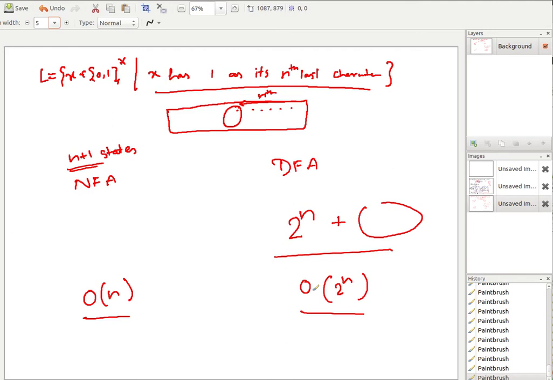So for example, if I say it is the 100th symbol from the last, it will just take 100 plus 1 states. But for the DFA in this way, it is going to require 2 to the power 100 states. And 2 to the power 100 is a very, very big number, although you don't realize. So can we do better than that? Can we do better than the exponential? That is the question. So anyone has any guess for this? Can we do better than order of 2 to the power n?